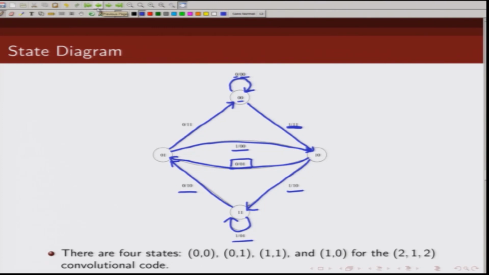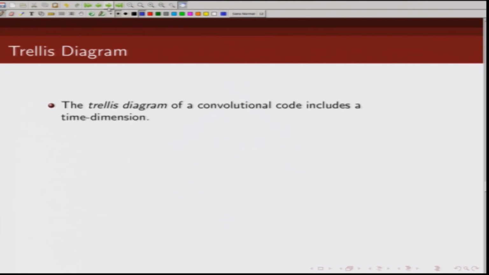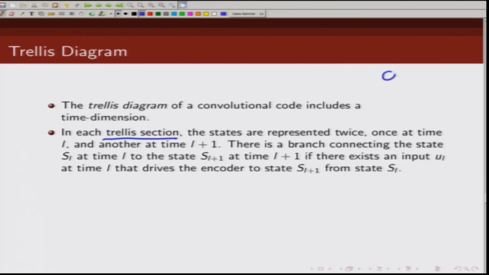So, here we have 4 states, right. So, if I have to draw a trellis section corresponding to this encoder, how will I do it? What I am going to do is, I am going to write all these 4 states here, and I will write all those 4 states here. Next, what I am going to do? I am going to add a branch connecting a state at this time instance at time L to a state at time L plus 1, if there exists an input that will drive the encoder to state SL plus 1 from state SL. So, at time let us say L, these are the states corresponding to time L, and these are the states corresponding to time L plus 1.